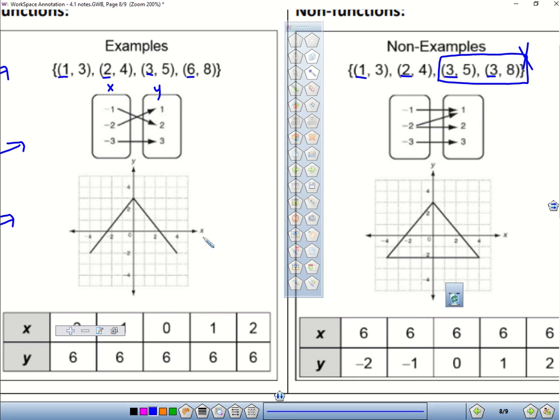So that means it's a function. Now over here, what's the problem? Why is this not a function? Too many is in one. Good, you can't have one x value going to 2 different y values or more than one y value. So this is what makes this not a function.